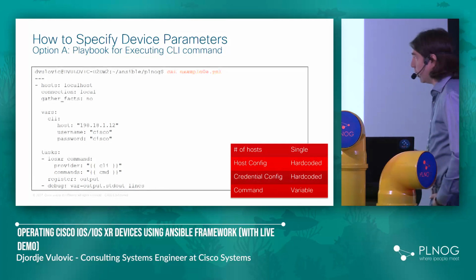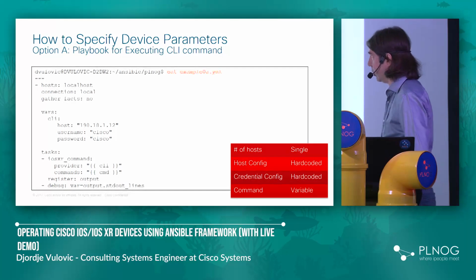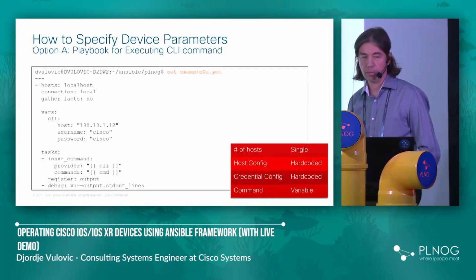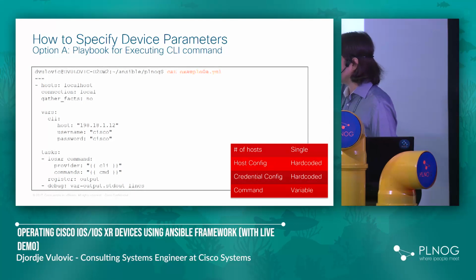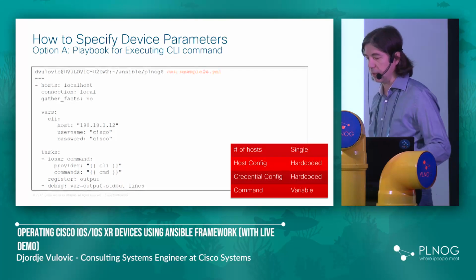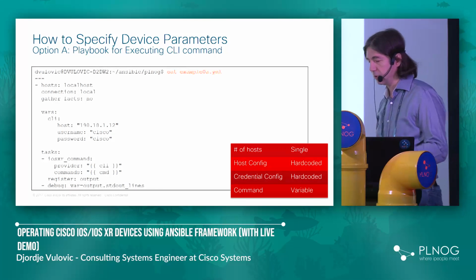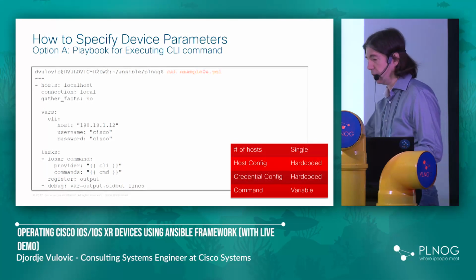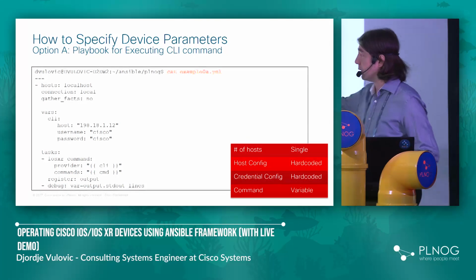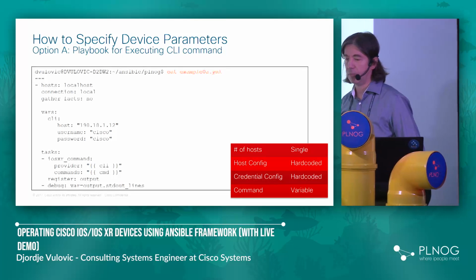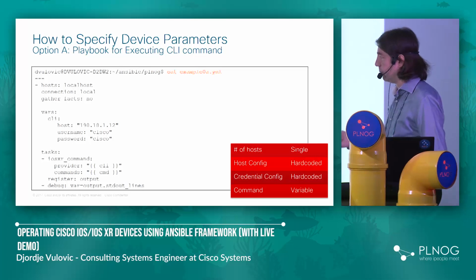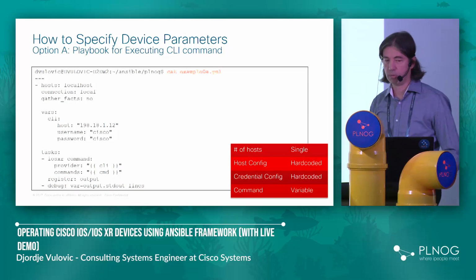So this is probably one of the simplest playbooks you can imagine. The playbook has only one play, and this play is coming to the local host with the local connection. So it's more or less telling Ansible to use the local host as a destination for the SSH and the playbook code execution. And here we statically defined some parameters which are necessary for accessing the device.